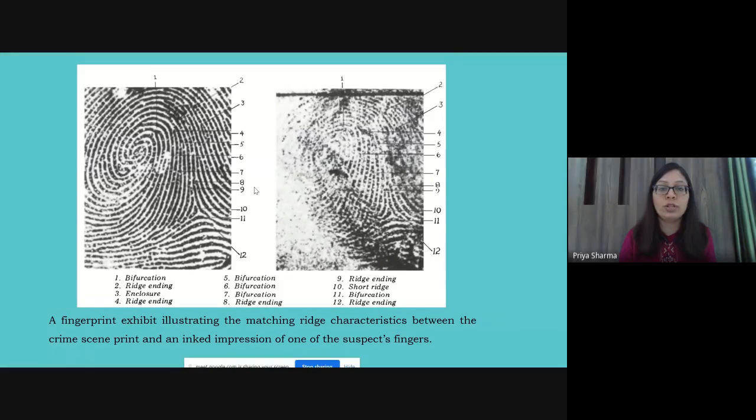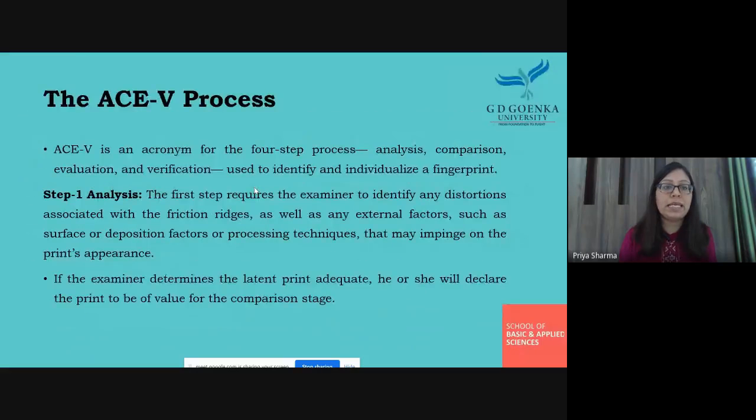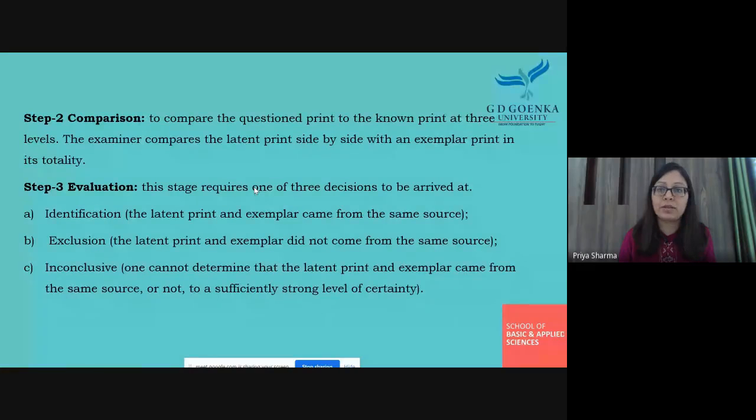So we need to find a sufficient number of characteristics, and then we can determine whether this particular fingerprint belongs to this person or not. So this was the ACE-V process. First, we have to analyze whether the latent print is adequate, because sometimes the latent print is in such bad condition that we may not be able to compare it. So it is up to the expert. He will first establish whether it has value for the comparison stage or not. If it has, then they will move to the comparison stage.